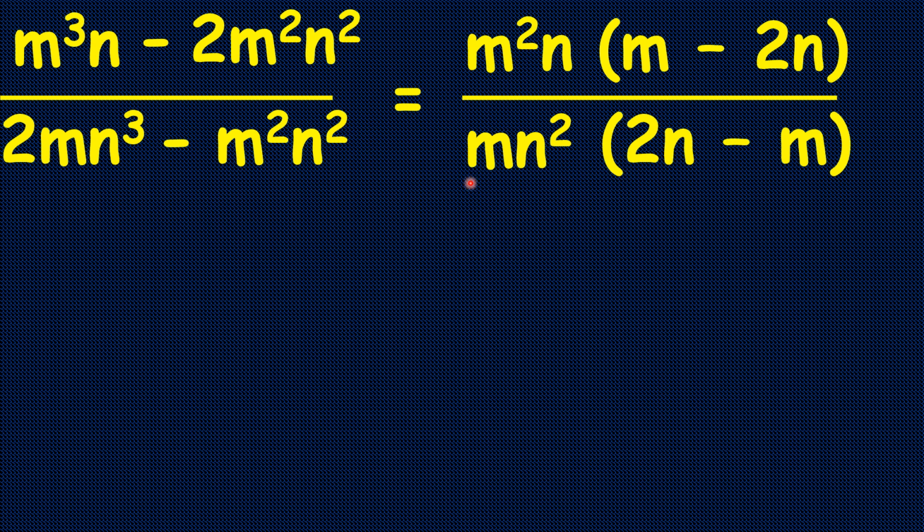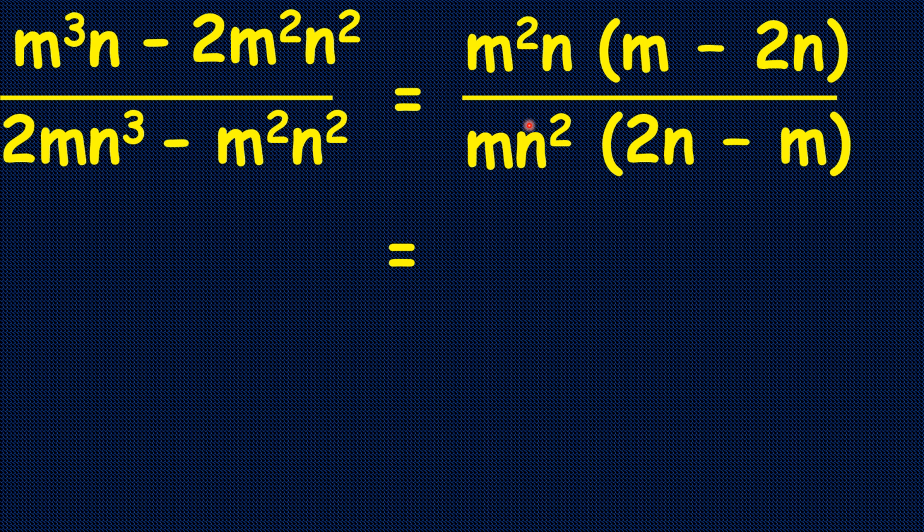So that's why we have mn squared into the bracket 2n minus m as the simplified form of the denominator. And then if you look at the numerator, we have m squared n into the bracket m minus 2n as the first phase of the simplified numerator. So this is what we have right now. Let's see how we can further simplify.